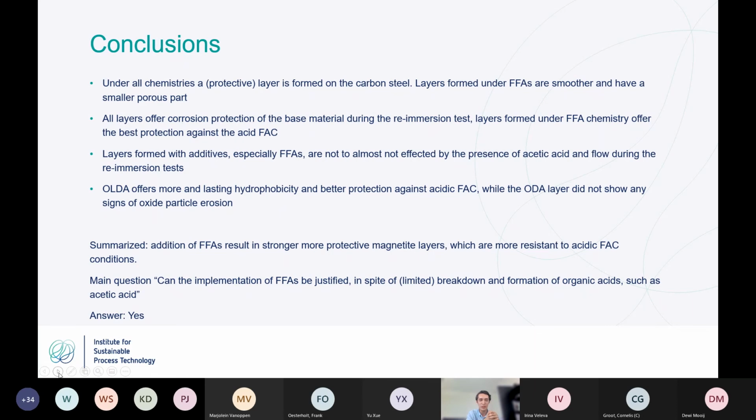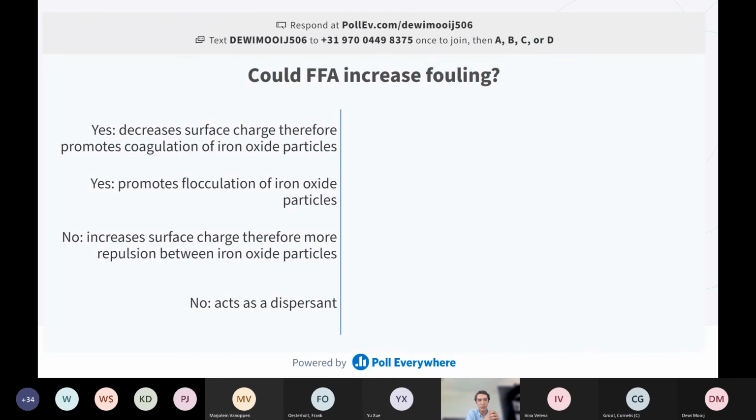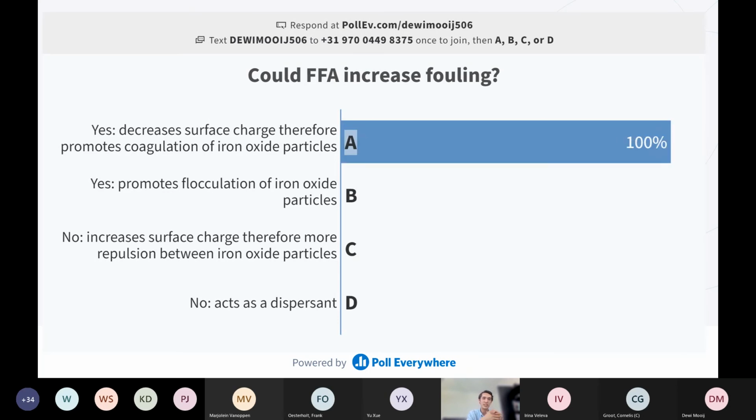And to conclude with a nice poll in the next slide, because FFA holds a small surprise. As it is a surfactant, it can also affect iron oxide particles already in the water phase, so colloids, and maybe have an effect on the fouling of these particles within the boiler. So the question is, could FFA increase fouling?